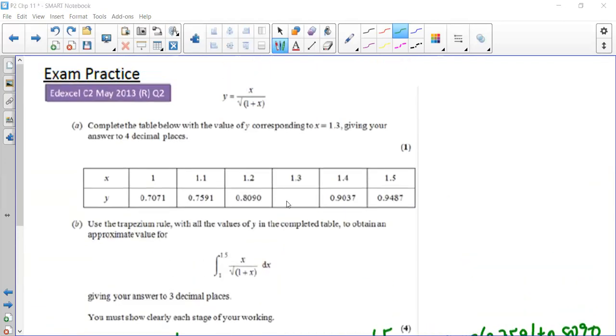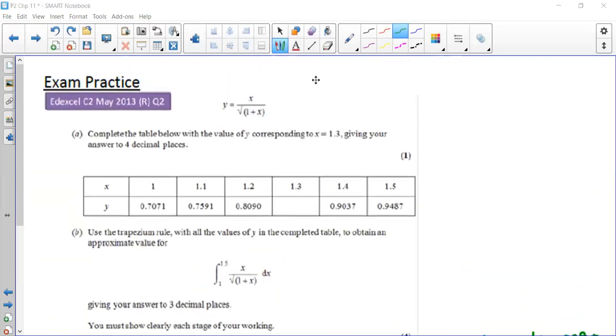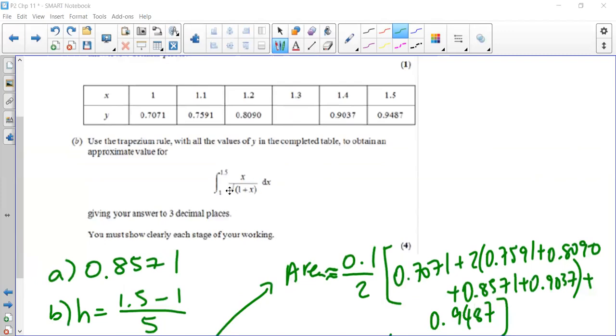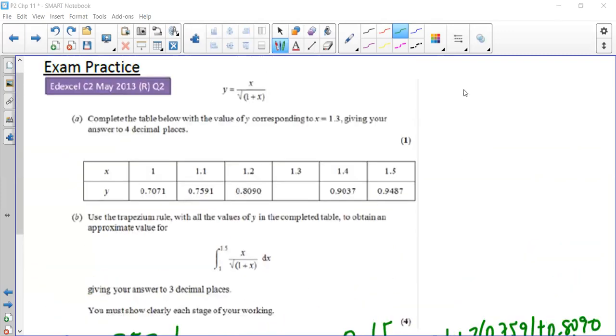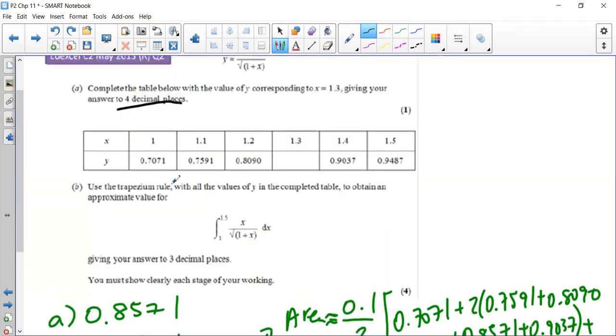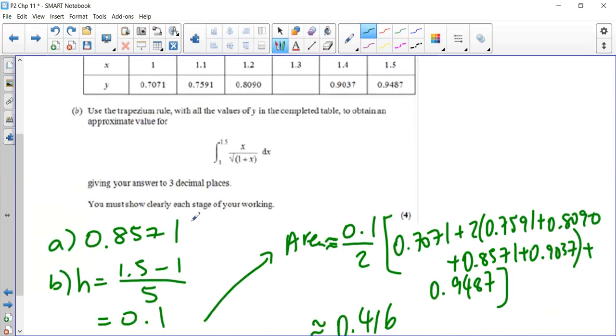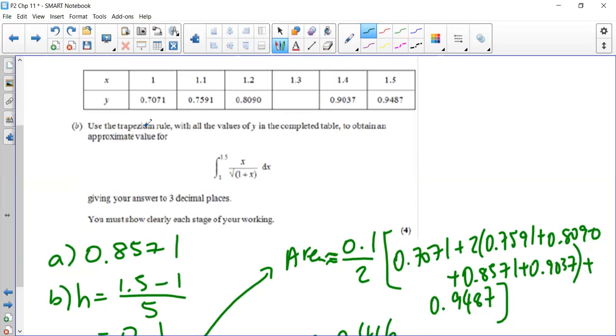Well, here's the answer for part A. You substitute 1.3, so you just put 1.3 over the square root of 1 plus 1.3. Then you should get 0.8571. Once the question gives you 4 decimal places, again, do not put more or fewer decimal places than the question suggested. So 0.8571.